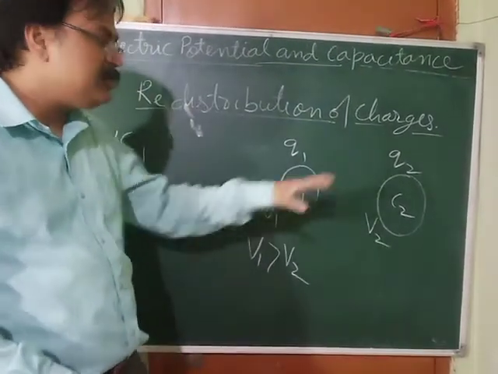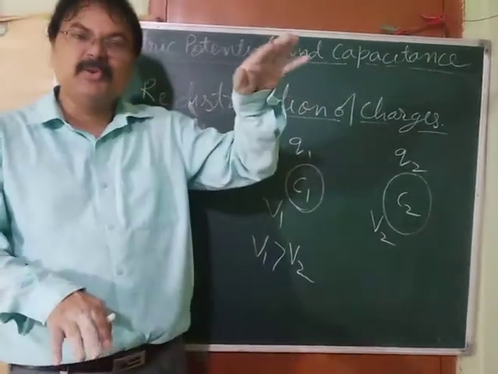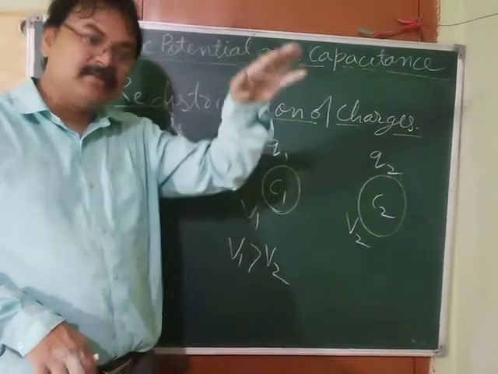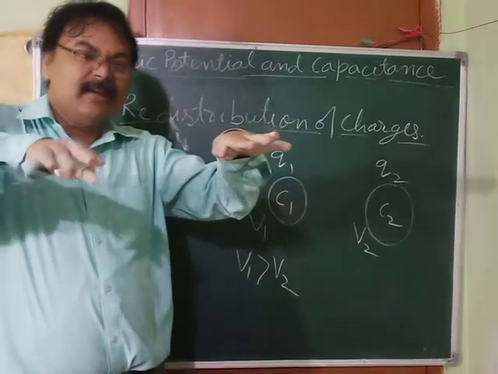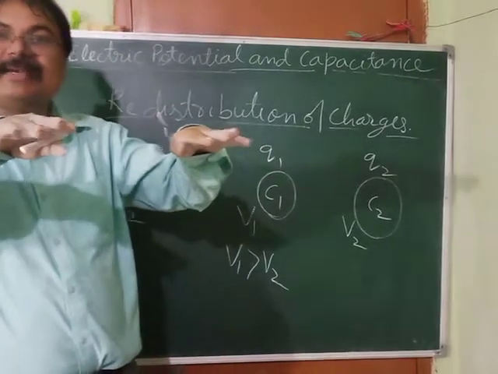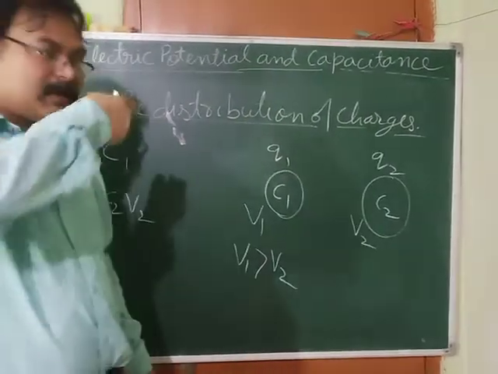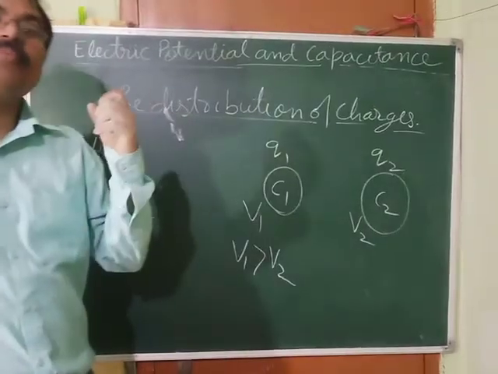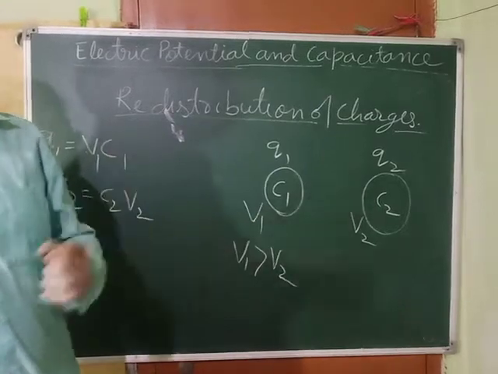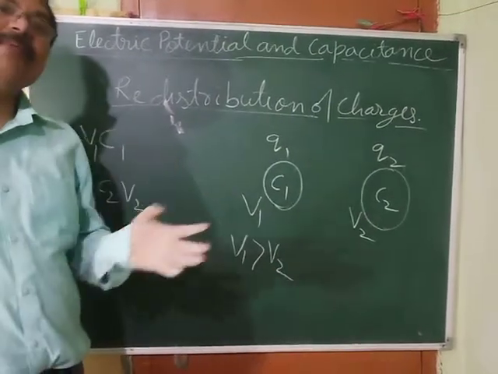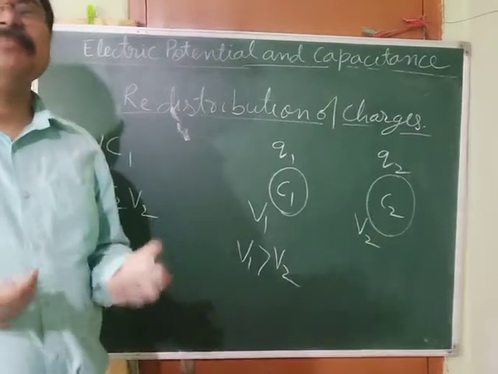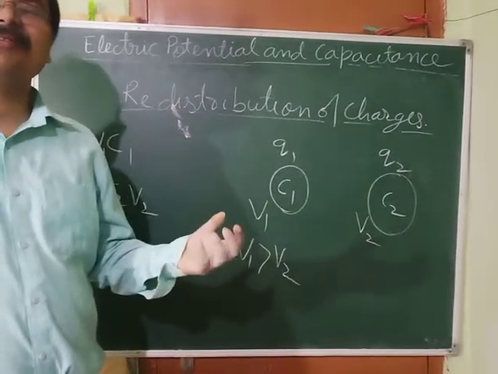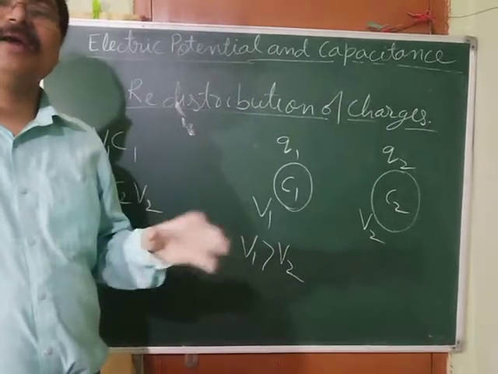So what happens? See, initially its potential was high and this potential was low. As charge is moving into this, its potential is increasing and the potential of this is decreasing. A point of time will come when both will be at the same potential, and when both are at the same potential, the flow of charge stops. That same potential is called common potential. Clear? So when we bring two bodies in contact, the flow of charge takes place from a body of higher potential to a body of lower potential, and it continues till they acquire a common potential.